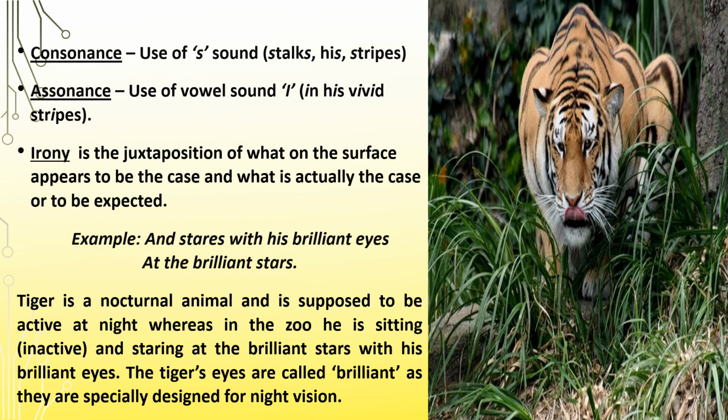Now, what is the irony? Again, I repeat, the irony is that the animal who is supposed to be active at night, whose eyes are specially designed for hunting at night, for activity at night, what is he doing? He's just sitting in the cage and watching the brilliant stars with his brilliant eyes.